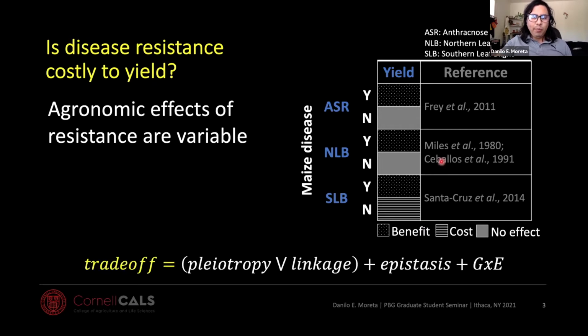Extra layers of complexity when studying and managing the trade-offs are the underlying genetics and the environment. Pleiotropy or linkage are the genetic forces that underlie the trade-off, but epistasis and GxE are also important factors that add to the inherent variability of this phenomenon.